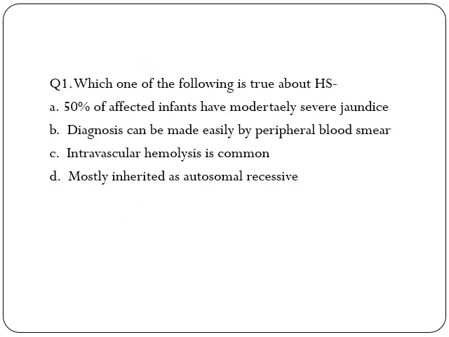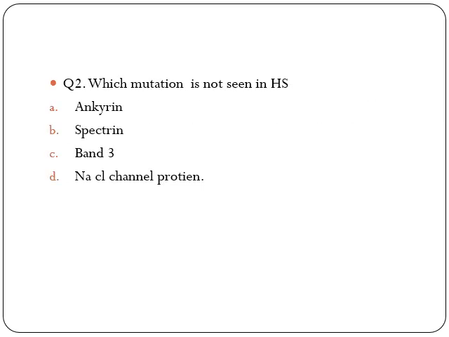Before closing, one question: which of the following is true about hereditary spherocytosis? First, 50% of affected infants have moderately severe jaundice. Second, diagnosis can be made easily by peripheral blood smear. Third, intravascular hemolysis is common and it is mostly inherited as autosomal recessive. Next question: which mutation is not seen in hereditary spherocytosis? Ankyrin, spectrin, band 3, or sodium chloride channel protein.